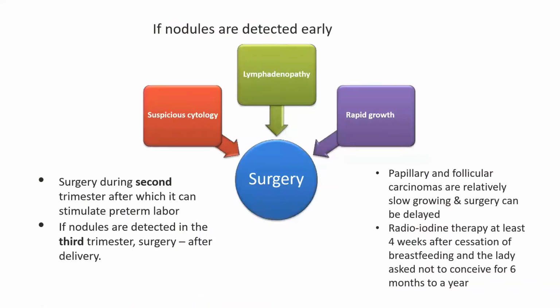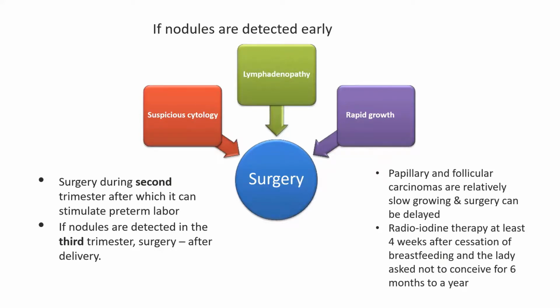Now, if the nodules are detected early, then you have to make a decision and look for other features. If there is a suspicious cytology, lymphadenopathy, rapid growth, or a prior bad history, then you have to make a decision for surgery. As I told you earlier, surgery during pregnancy is usually performed during the second trimester, after which it can stimulate preterm labor or preterm delivery. So the best time for performing surgery is the second trimester. If nodules are detected in the third trimester, then you can easily defer the surgery until after delivery and wait.